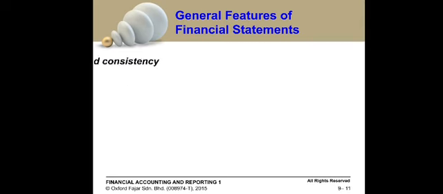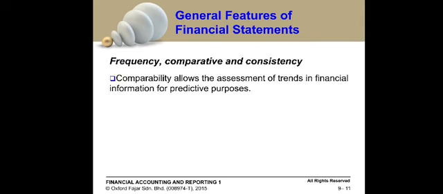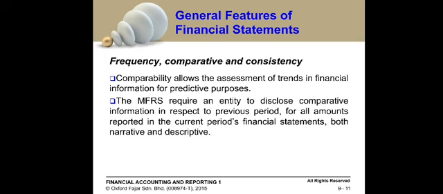Okay, and then the next thing is comparability. Comparability allows the assessment of trends in financial information for predictive purposes. The Malaysian Financial Reporting Standard requires an entity to disclose comparative information in respect of the previous period for all amounts reported in the current period's financial statement, both narrative and descriptive.